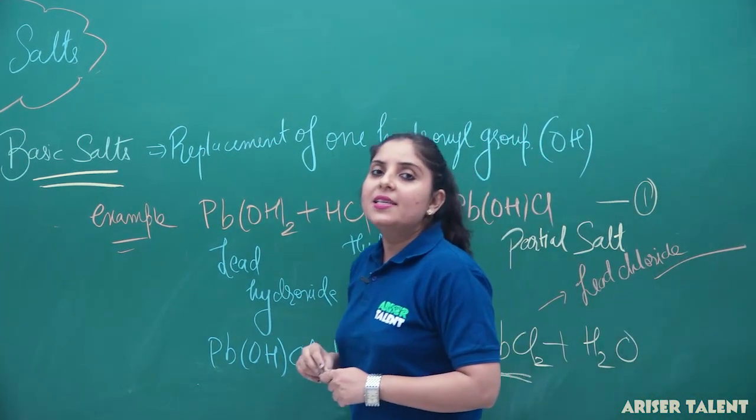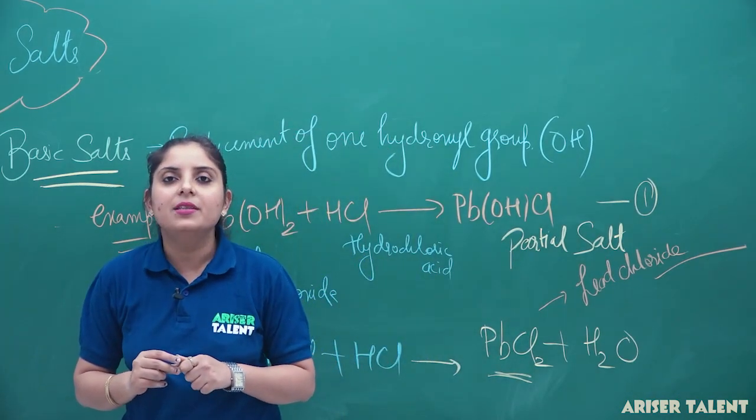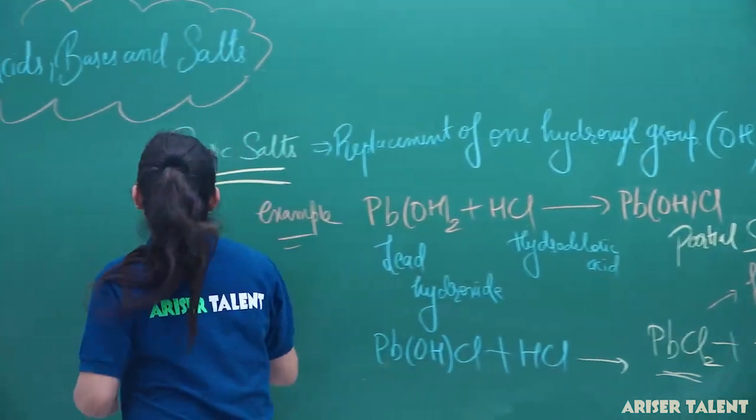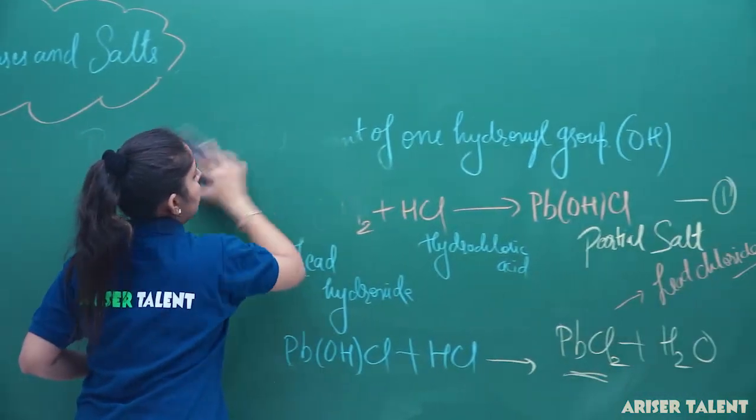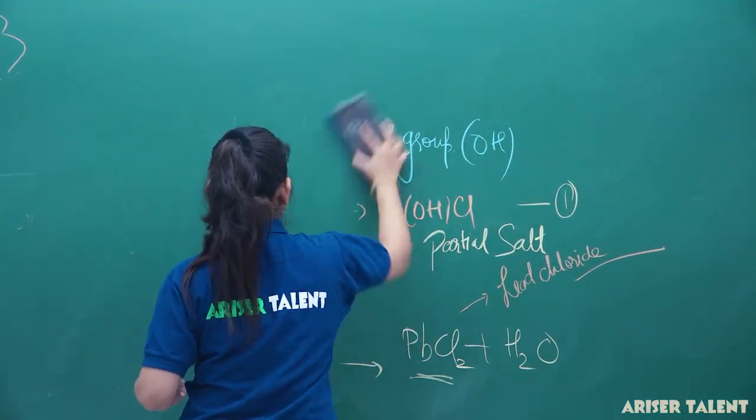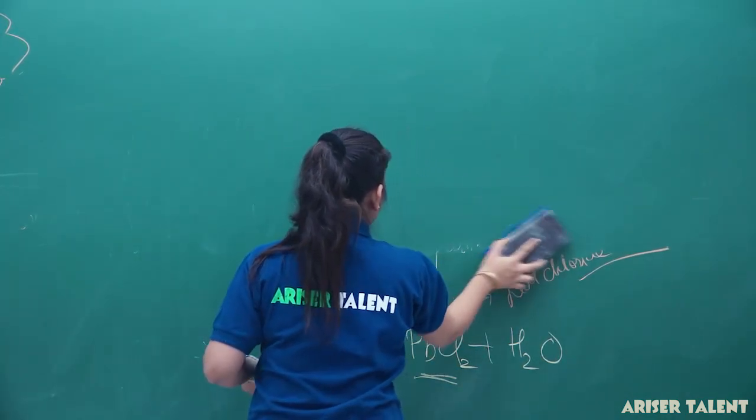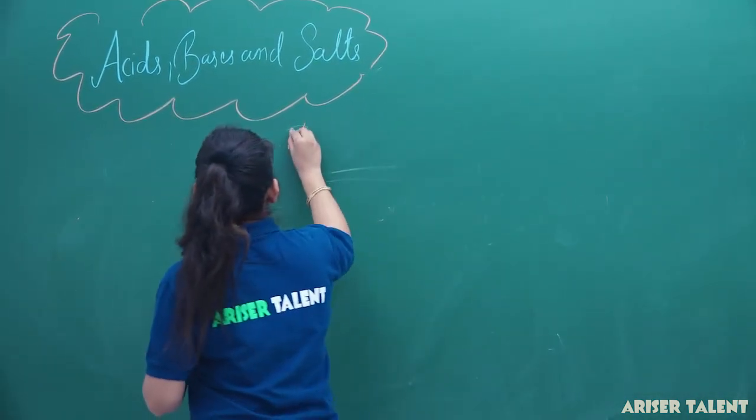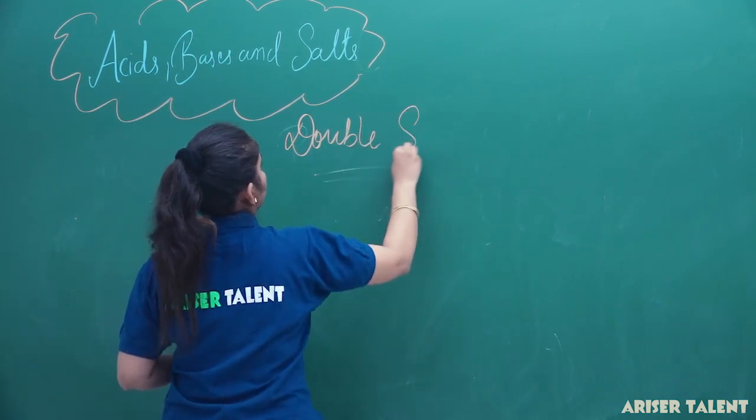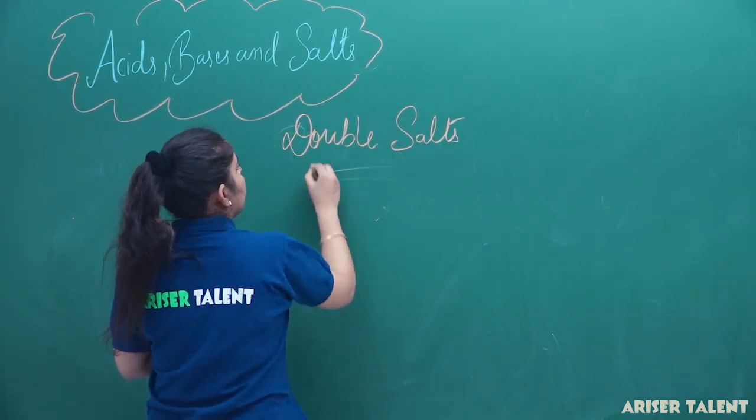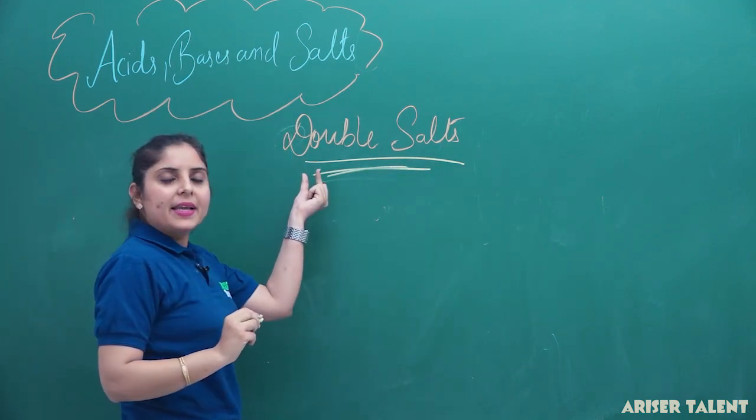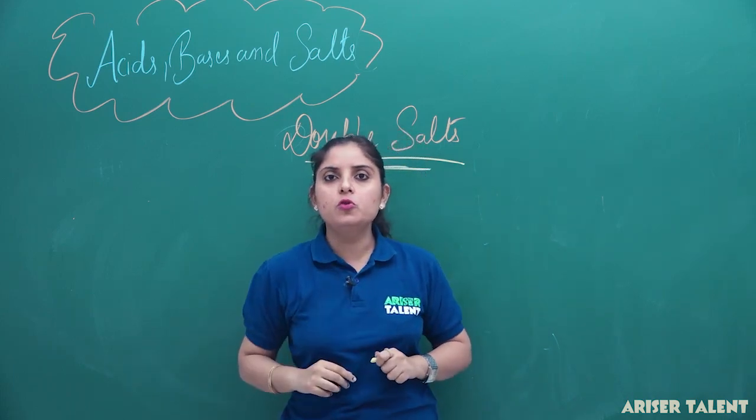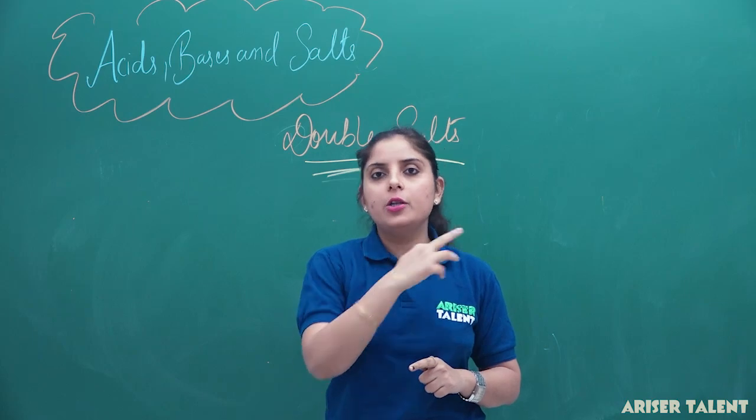Now, after acidic salt and basic salt, we have our third category, which is known as the double salt. Okay, so the next thing is about the double salts. Now, what is a double salt? As the name indicates, double salts are the salts that are formed by the crystallization of two salts. So whenever you do the crystallization of two salts, you will get the double salt.